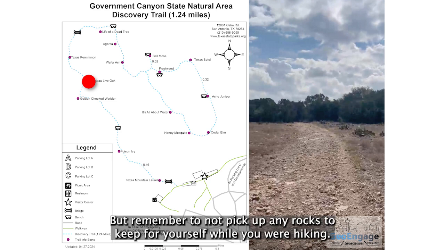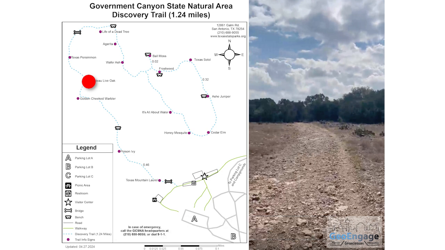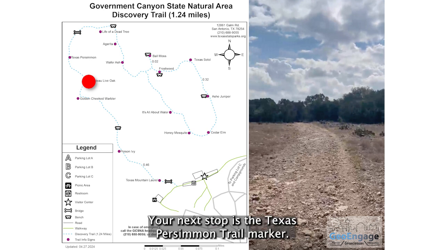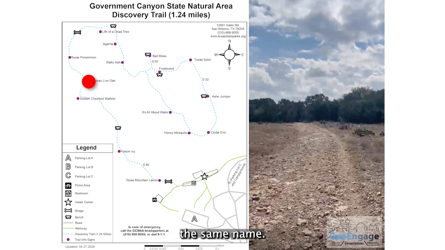But remember to not pick up any rocks to keep for yourself while you are hiking. It is always important to leave all natural resources and artifacts untouched in their natural state. Your next stop is the Texas Persimmon Trail Marker. It'll be on the right side of the trail, and the track in the Audiotour has the same name.